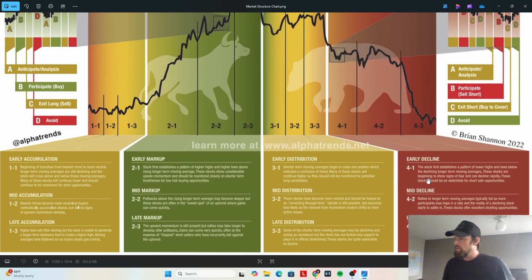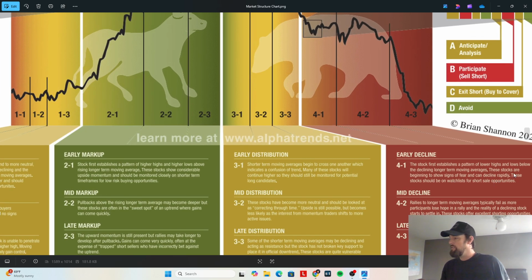Early decline. The stock first establishes a pattern of lower highs and lows below the declining longer-term moving averages. These stocks are beginning to show signs of fear and can decline rapidly. These stocks should be on watch list for short sale opportunities. So we got to be careful on when to sell something. We gotta have it prove itself.